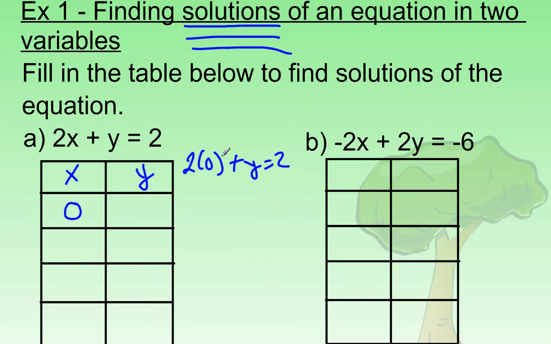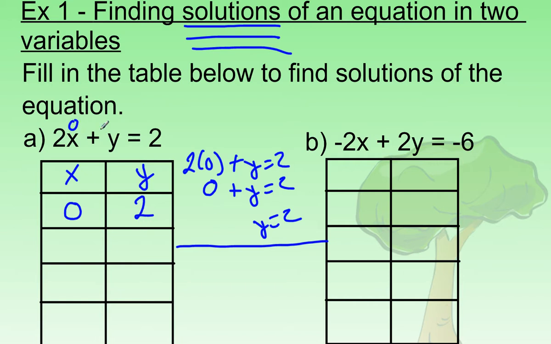So 2 times 0 is 0 plus y equals 2. And there's no use of having a plus 0 here. So we really just have y equals 2. That was pretty easy, which was the whole point of plugging in 0 for x in the first place, because it made our lives easy. So we have now found one solution to this problem. We found the solution when x is 0 and y is 2.